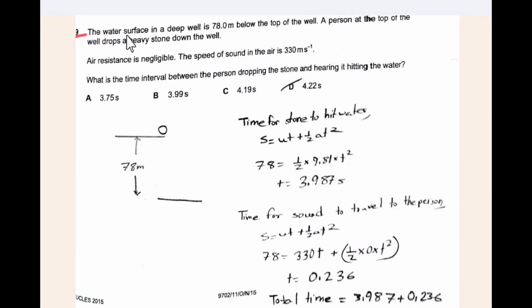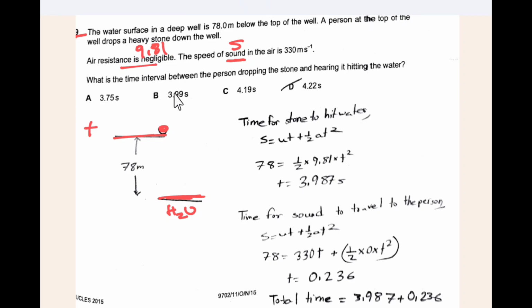Question number 9. The water surface in a deep well is 78 meter below the top of the well. So this is the top, and here it is water, that is H2O. A person at the top of the well drops a heavy stone down the well. Air resistance is negligible, that means acceleration is 9.81. The speed of sound in air is 330 meter per second. What is the time interval between the person dropping the stone and hearing it hitting the water?